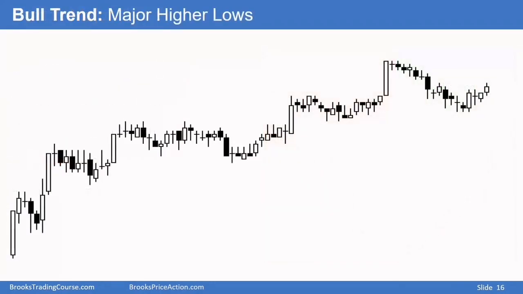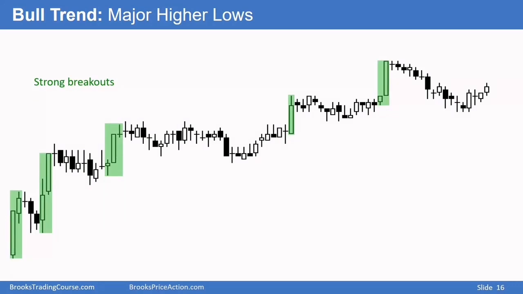A bull trend has higher highs and lows. I distinguish higher highs and lows into major and minor. A major higher low is a higher low that has a strong breakout, usually to a new high. So that's a major higher low. And this is a minor higher low. It's a higher low, but the breakout is not all that strong. So more likely it's a leg in a trading range.